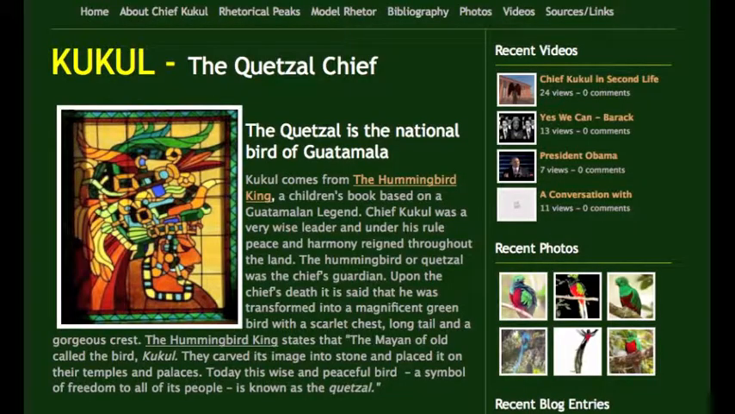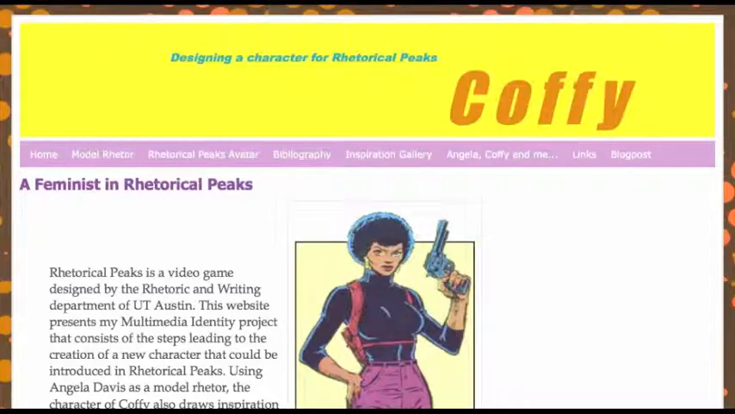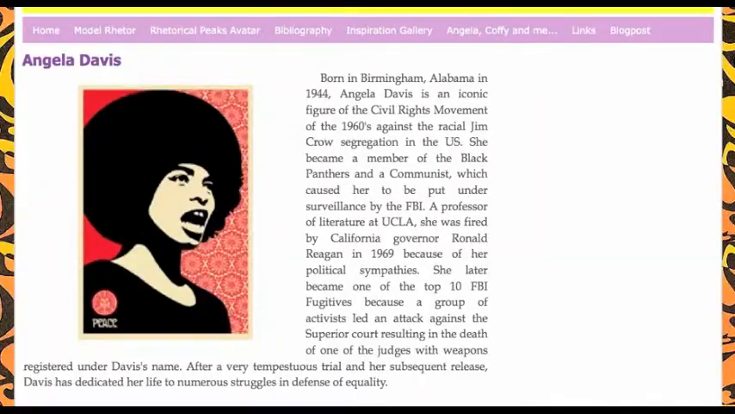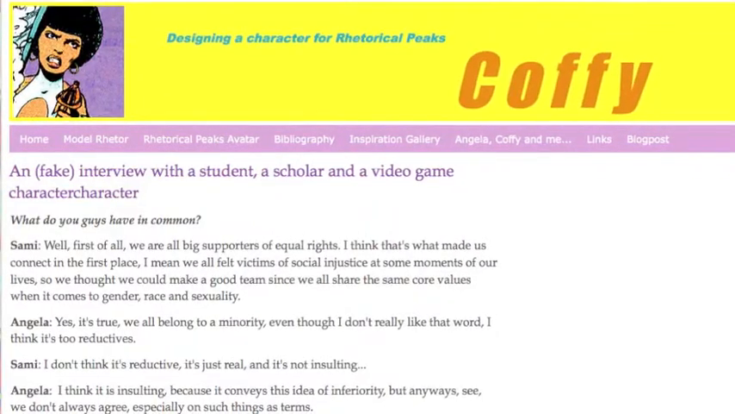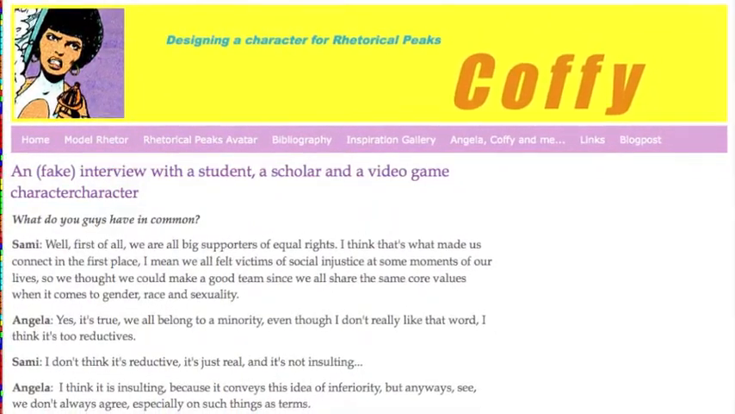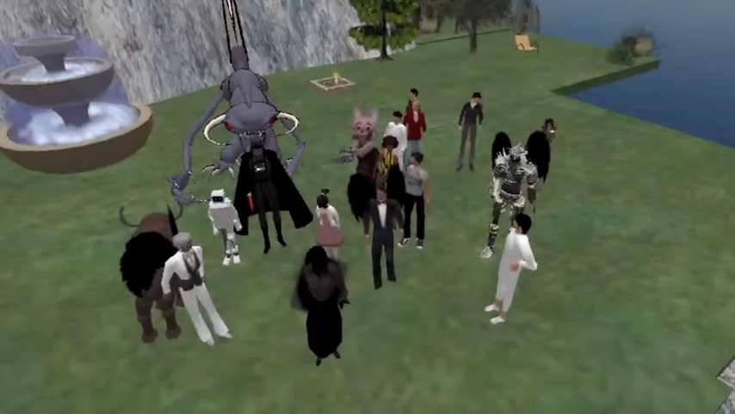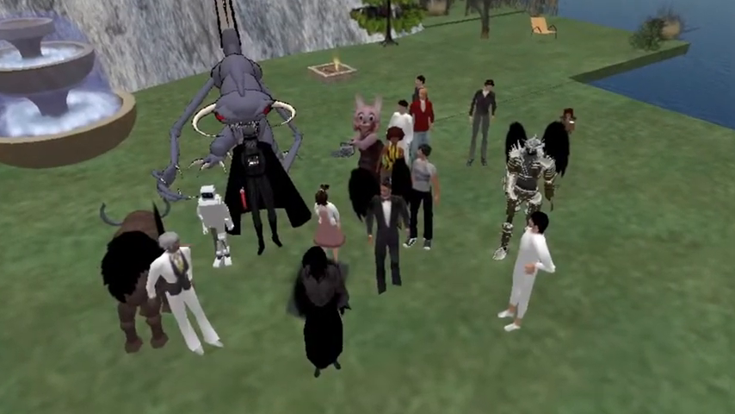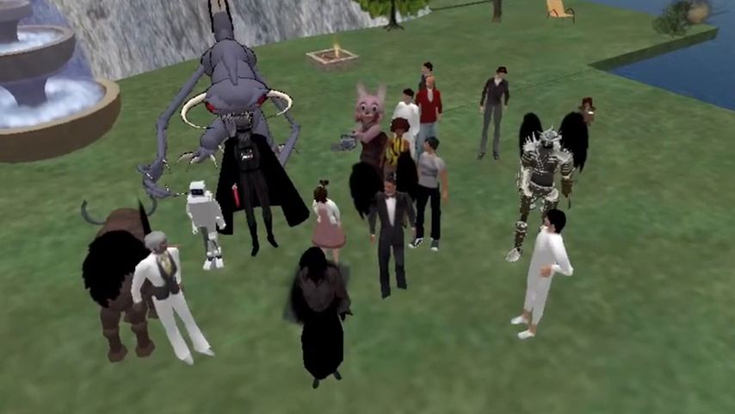The first extended assignment completed by students was the Multimedia Identity Project. This assignment allowed students to design characters and to organize their designs on a website. Students based their designs on model rhetors, and their characters became a triangulation of historical figures, themselves, and the world of Rhetorical Peaks. These designs in turn served as blueprints for the avatars that students created in Second Life.